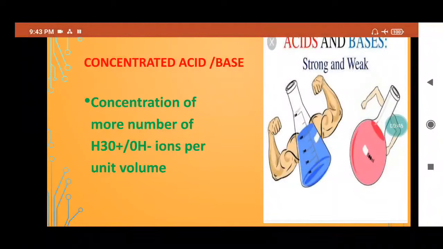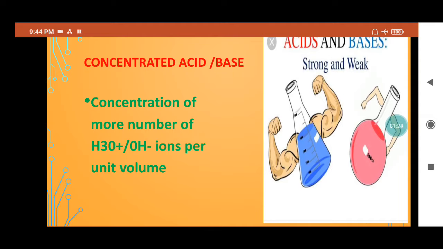In the last class, we discussed what acids and bases are, what their physical and chemical properties are, how to know whether a given substance is an acid or a base, and also the strength of acids and bases. A concentrated acid or base has a large number of H3O plus ions or OH minus ions per unit volume.